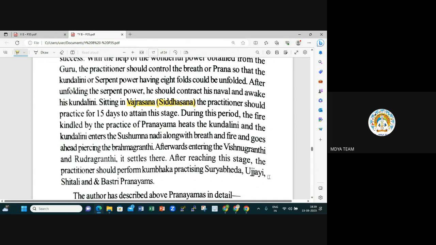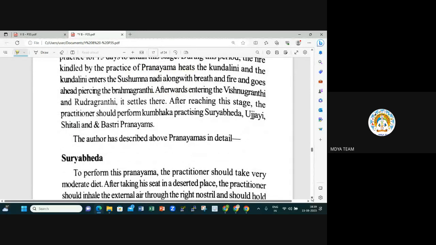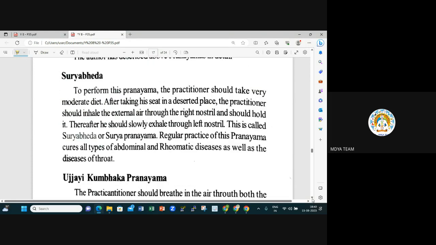Okay, and most probably here 4 kumbhaks are described. Kumbhak means what? Pranayam. So Surya Bheda, Ujjayi, Sitali and Bastri. The 4 pranayam are discussed here. Surya Veda, Ujjayi, Sitali and Bastri pranayam. Okay. You have to remember this 4. We will discuss according to when we go through it.